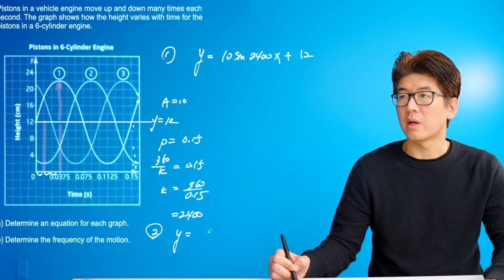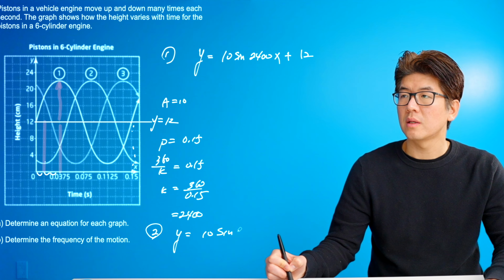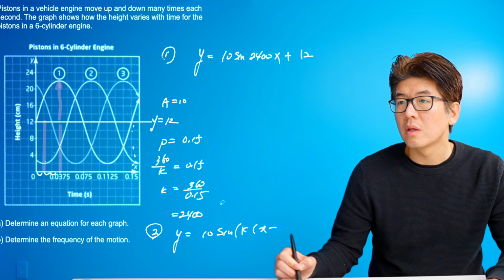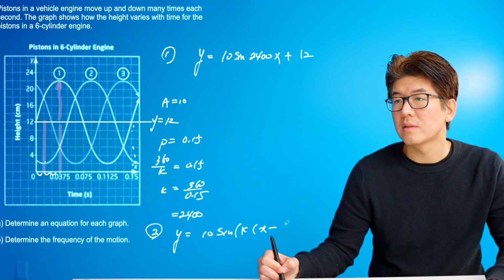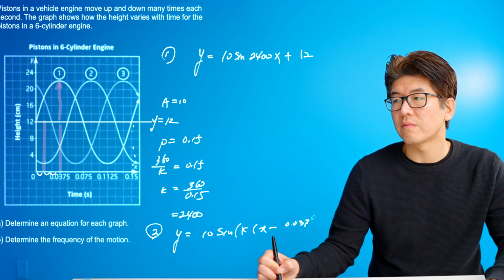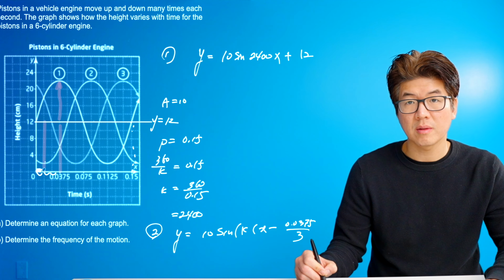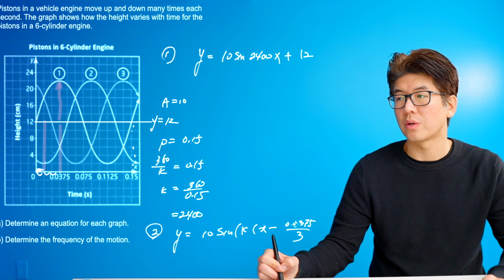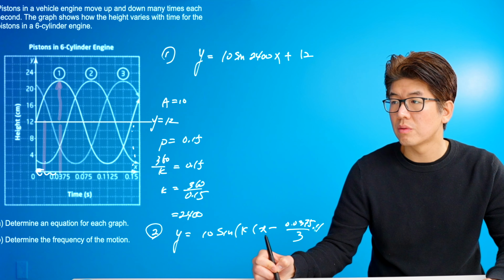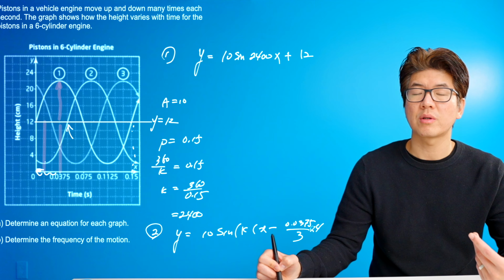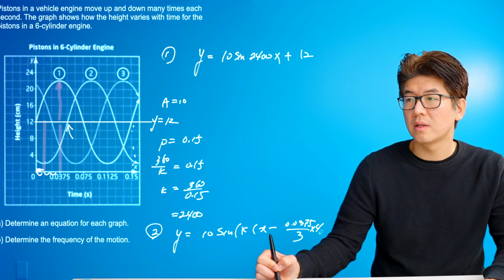So we can do y equals 10 sine. K we need to find, but x is going to be moving 0.0375 divided by 3 to get one of these lengths, and then I'm going to multiply it by 4 to get to that exact spot right there. You can plug that into a calculator and get the number, but that's the correct phase shift, and then plus 12.